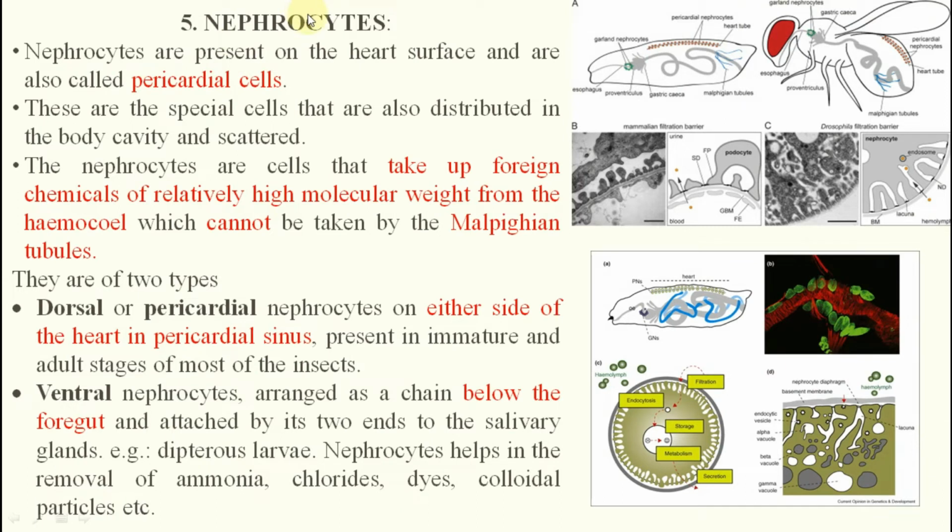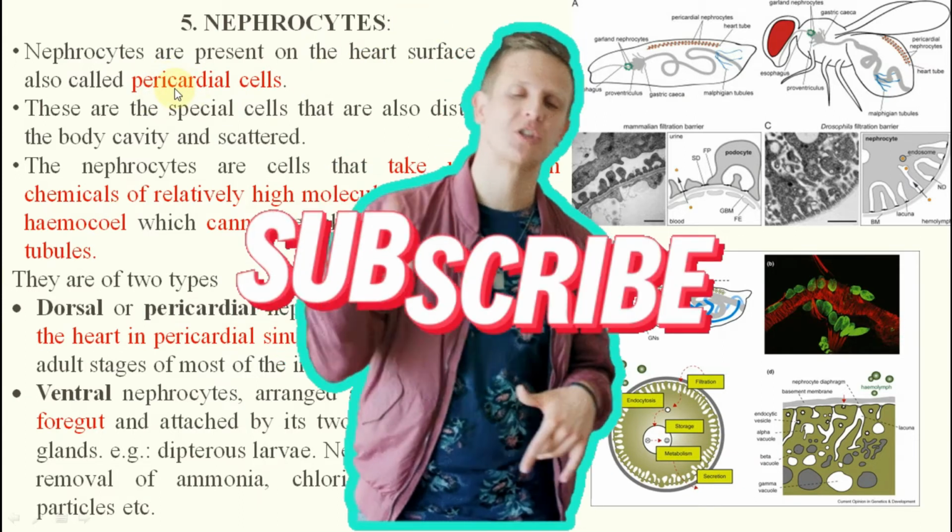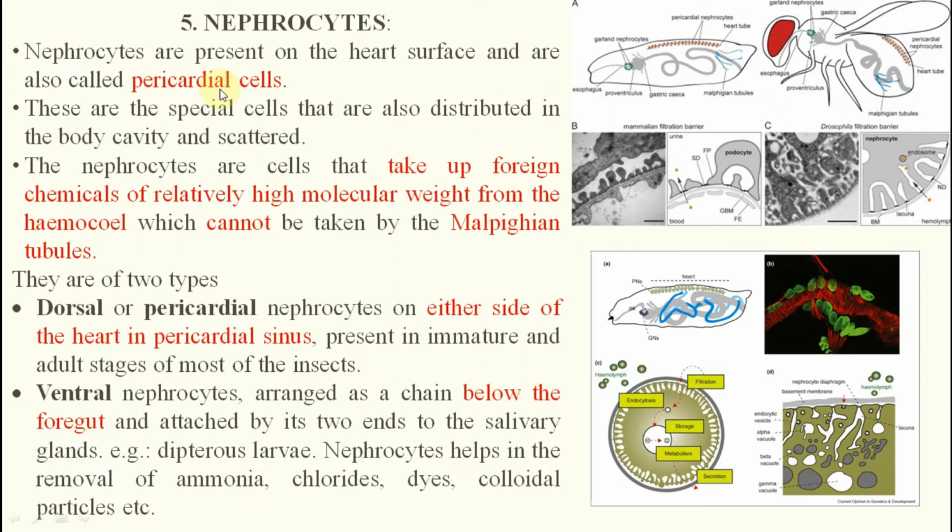Next, this is important. You may not have known this: nephrocytes. My mouse pointer visible? Yes, sir. Okay. Yesterday we discussed hemocytes. What is a hemocyte? Blood cells. Similarly, nephrocytes are there, present on the heart surface, that means in the pericardial sinus, and that's why they are known as what? Pericardial cells. So remember, nephrocytes are also known as pericardial cells. Understood up to this? Yes, sir.